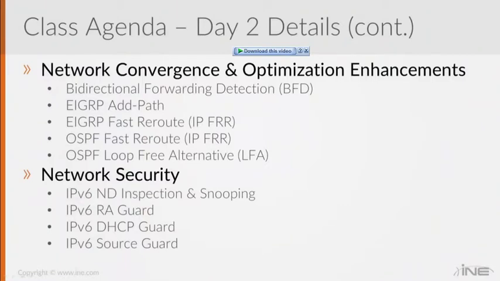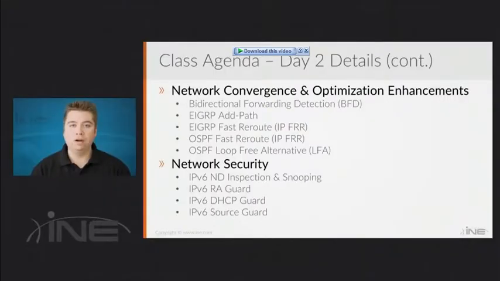Then last but not least, we're going to talk about some minor enhancements in network security. Mainly these are going to be focused on IP version 6, so changes with the IPv6 router advertisement guard, DHCP guard, and source guard. You'll see that this is very analogous to the IP version 4 counterparts, which are DHCP snooping, IP source guard, and dynamic ARP inspection. So it's basically the same type of logic.